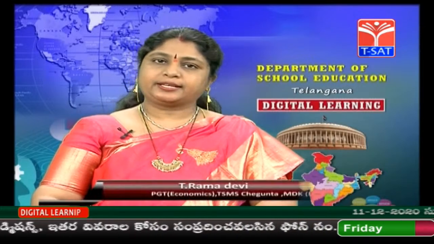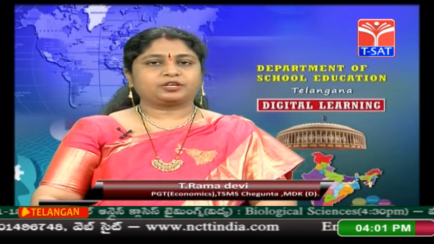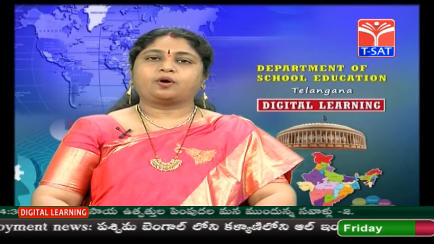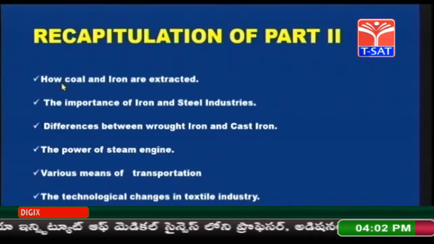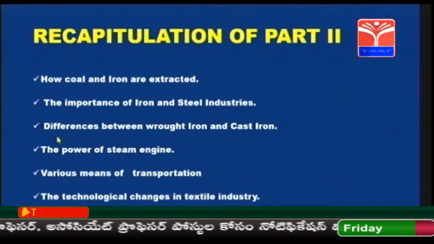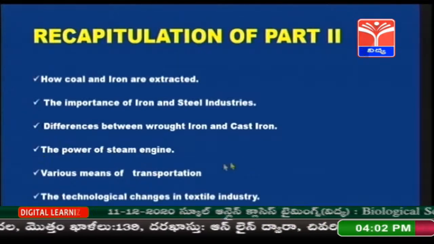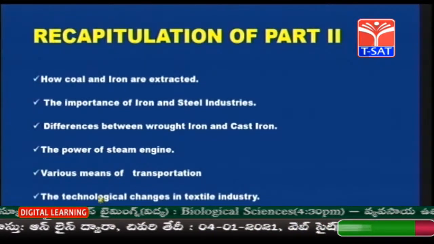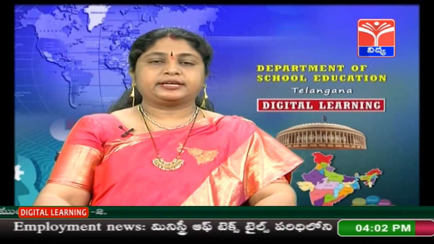So today we shall continue with Industrialization and Social Change Part 3. Do you remember what we have discussed in Part 1 and Part 2? Okay, let's have a quick recapitulation of what we have learnt in Part 2. We have discussed how coal and iron are extracted, the importance of iron and steel industries, differences between wrought iron and cast iron, the power of steam engine, various means of transportation, and the technological changes in the textile industry.